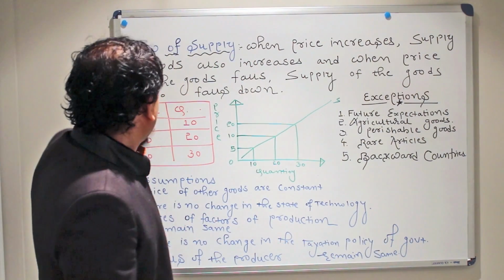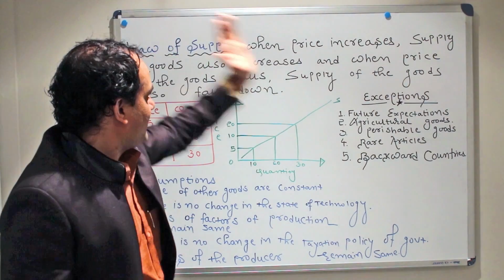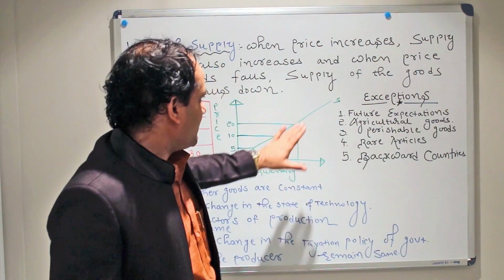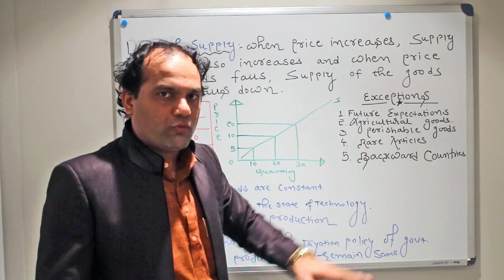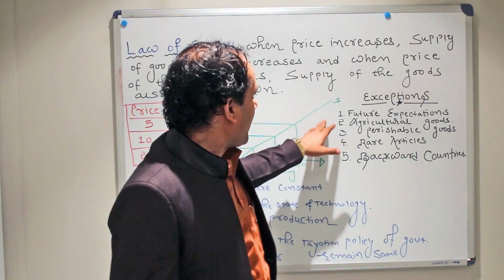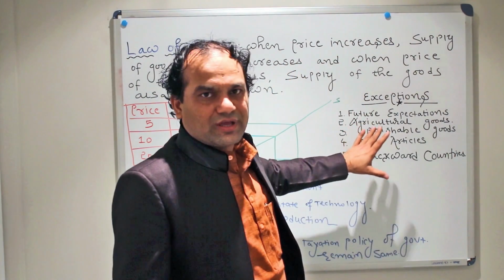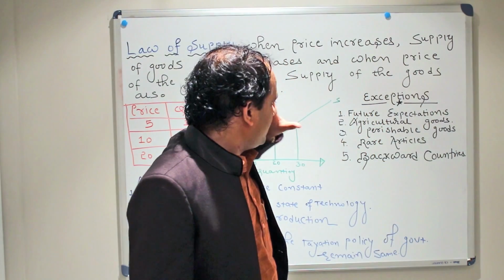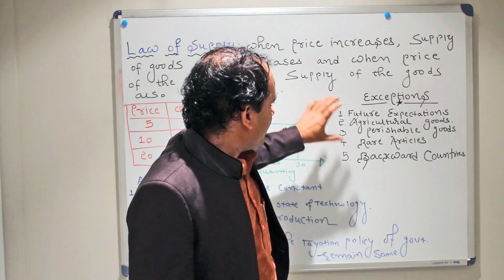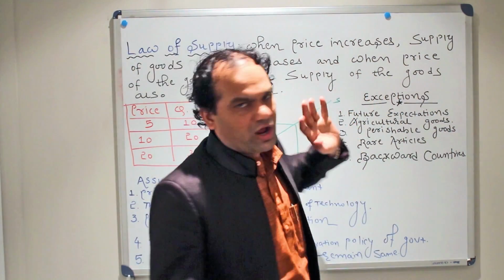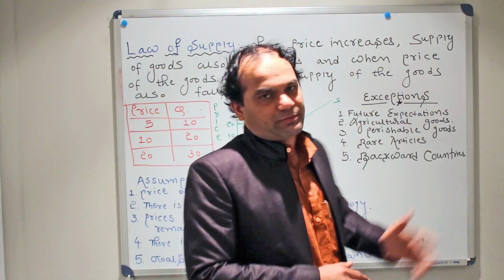So here is your law of supply. Exceptions, assumption. Let's see the exceptions. They are the last part of law of supply. Then we will move on to the shift in supply curve. Future expectations. These are the scenarios in which the law of supply will not work as well. What are those scenarios? Future expectations.